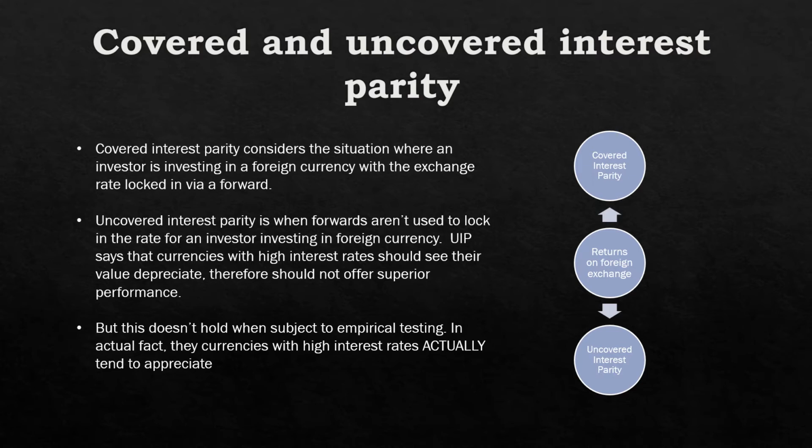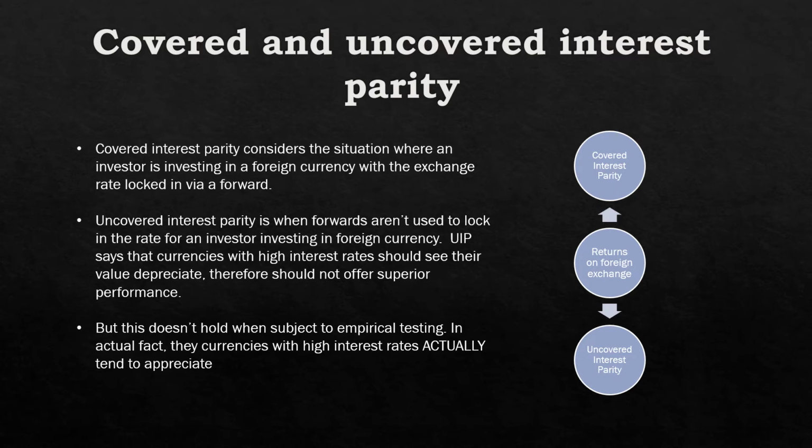Covered interest parity considers a situation where an investor is investing in a foreign currency with the exchange rate locked in by a forward. A forward is an instrument where you can lock in an exchange rate with the financial institution that you're investing with, so that you get something guaranteed. And uncovered interest parity is when forwards aren't used to lock in the exchange rates.